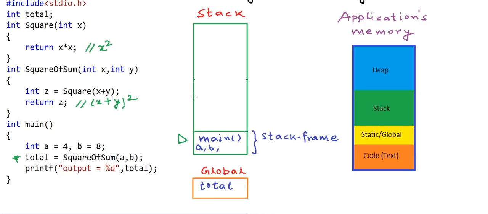Now main will call printf, so once again printf will go to the top of the stack, printf will finish and the control will come back again to main, and now main will finish. And when main finishes, the program will also finish. So in the end, our global variables will also get cleared.